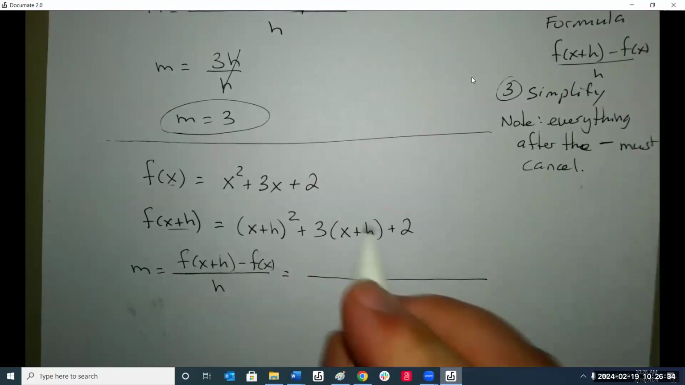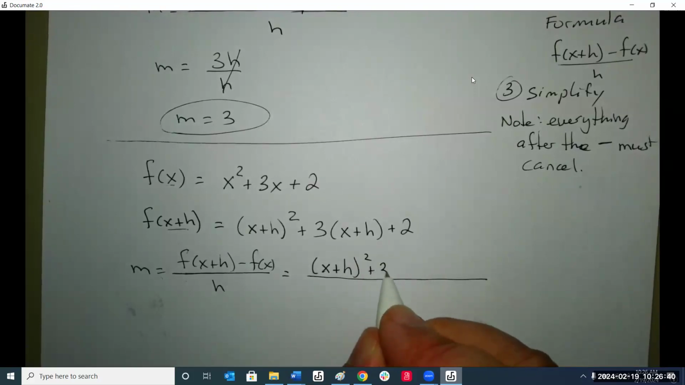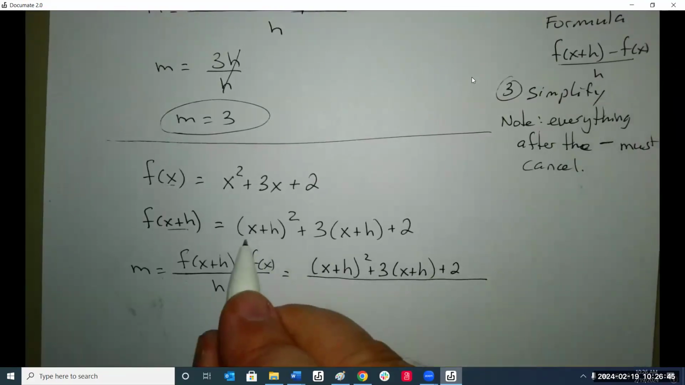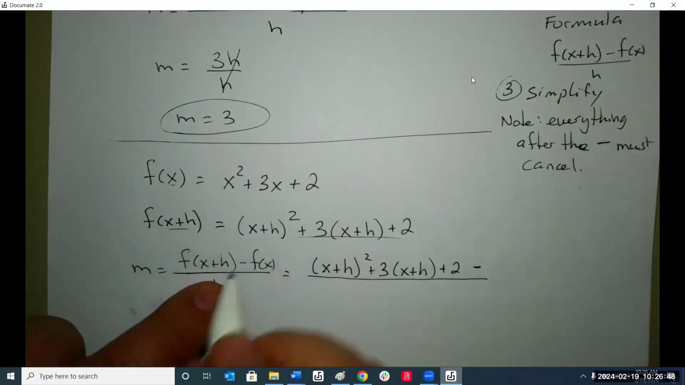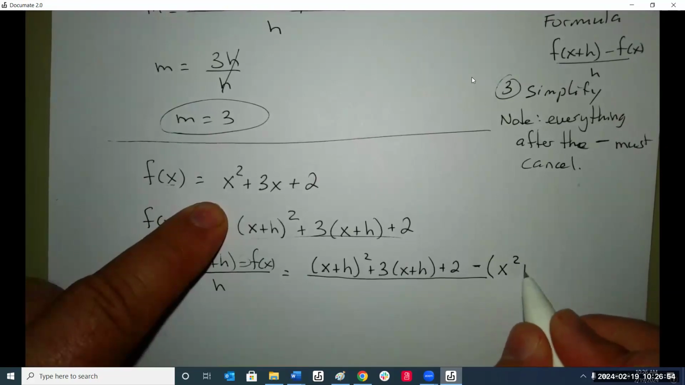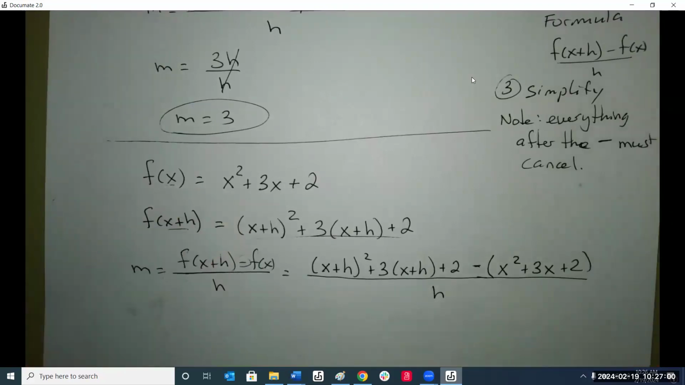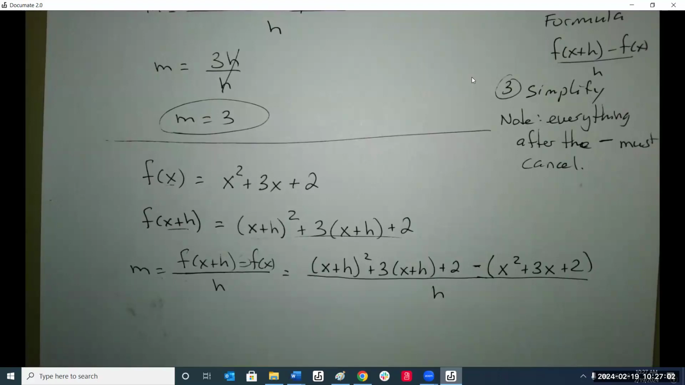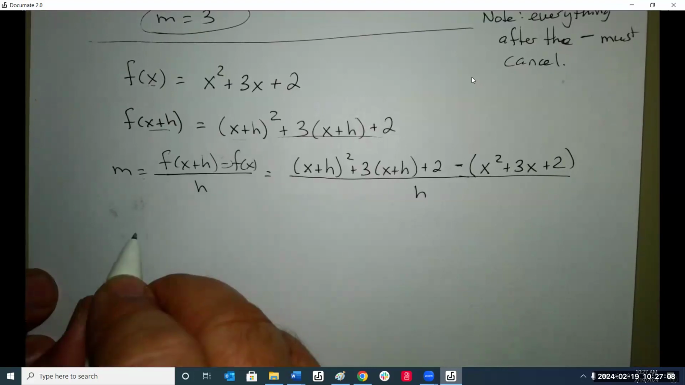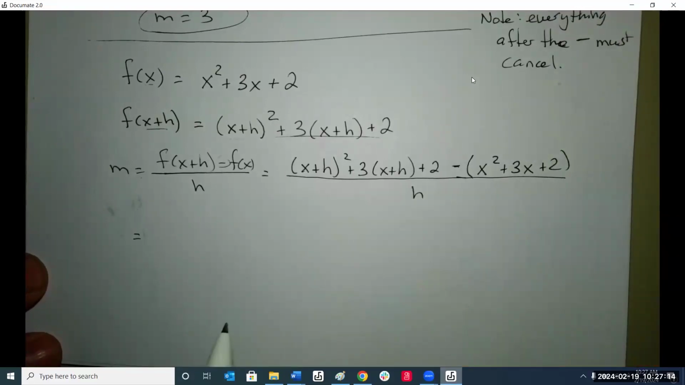So f of x plus h is x plus h squared, 3 times x plus h, plus 2. That's the first part. Minus, that's this part. Whatever's after the minus goes in parentheses, because remember what we said earlier, anything after this minus sign, all this stuff eventually has to cancel. So now we've got to simplify.